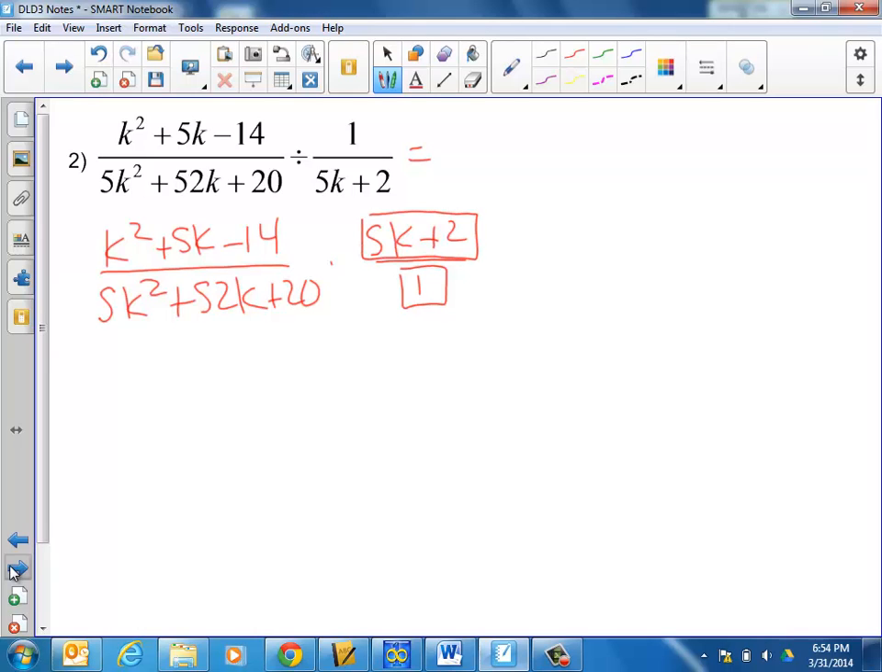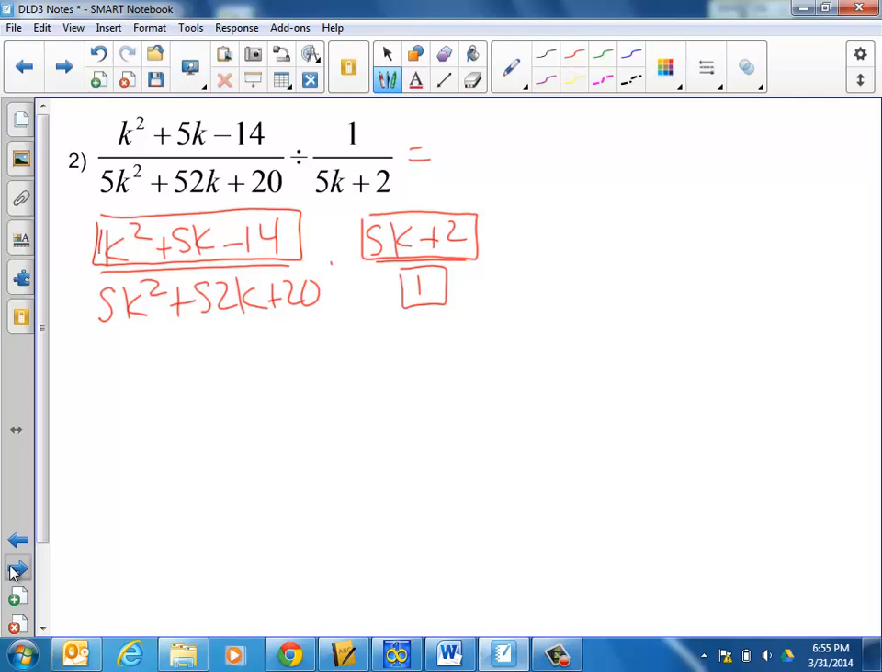5k plus 2, also not factorable. Notice that 5 and 2 have a GCF of 1. There are no k's in common. And because you don't have a k squared term, you can't factor by grouping. You can't use, if you're in my class, the rainbow bridge method thing. All right, so let's go ahead and take a look at this k squared plus 5k minus 14.